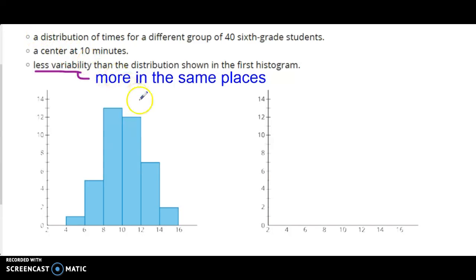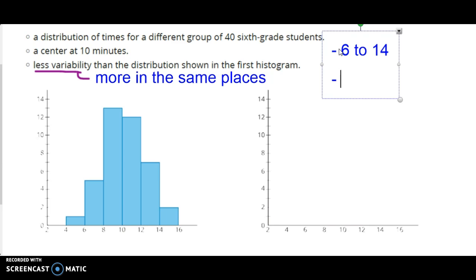Right, so we were just reviewing problem number 2, and we know that our bars need to add up to 42 sixth grade students, and we want there to be a center of 10, and we want there to be less variability. So instead of going from 4 to 16, I'm going to go from 6 to 14. I know that my final has to be 42. So if I go from 6 to 14, that's 4 bars. And I know that my center needs to be about at 10, a center at 10 minutes.